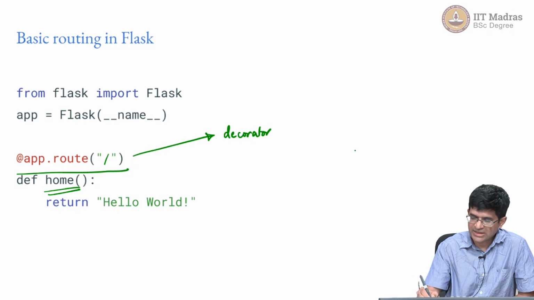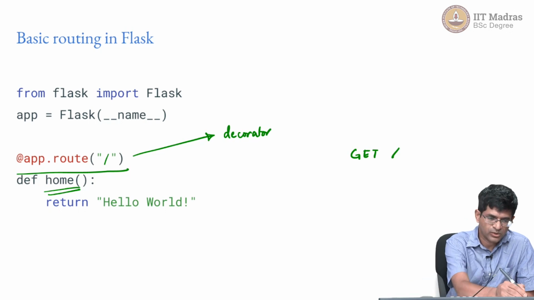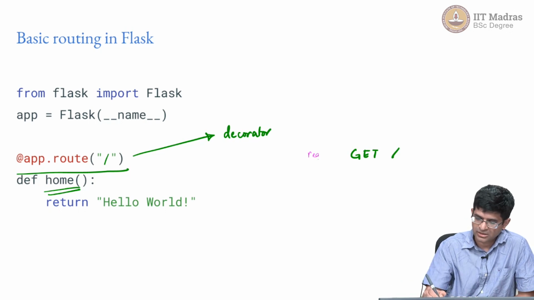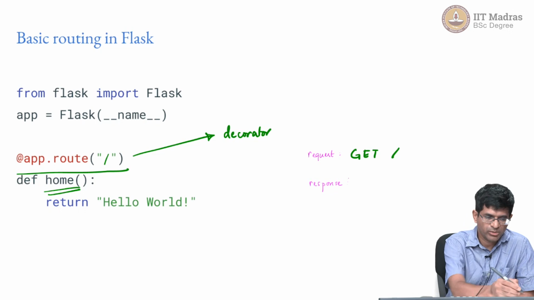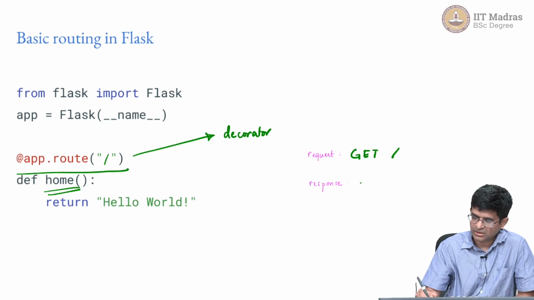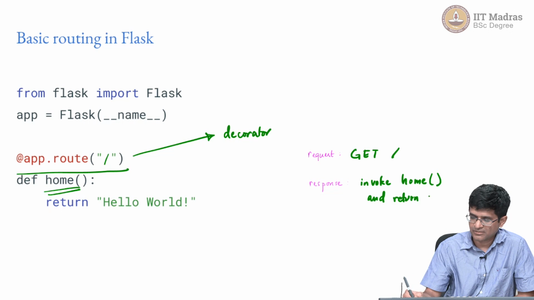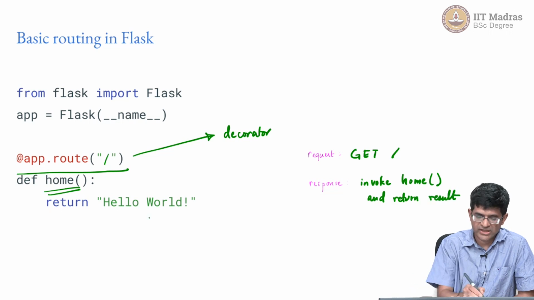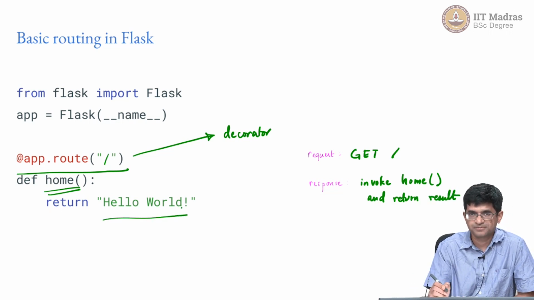Okay, so in other words, GET slash, this would be the request, and the corresponding response would be: invoke the function home and return the result, which in this case, of course, is just hello world, right? So where does this exactly happen?